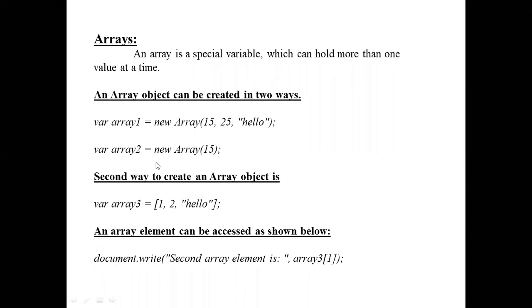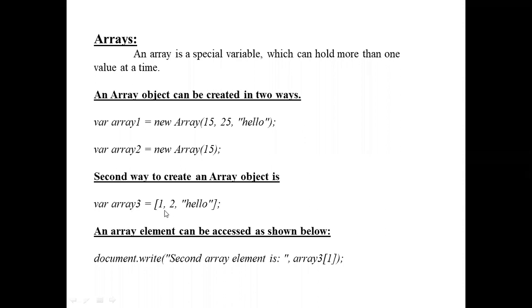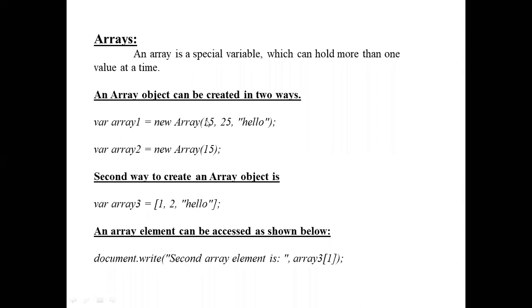The second way to create an array object is var array3 equals, represented in square brackets, [1, 2, "hello"]. Again the size of array3 is 3 and the elements are 1, 2 and hello. Here 1 and 2 are of the number data type and hello is of the string data type. So this is the creation of an array object.